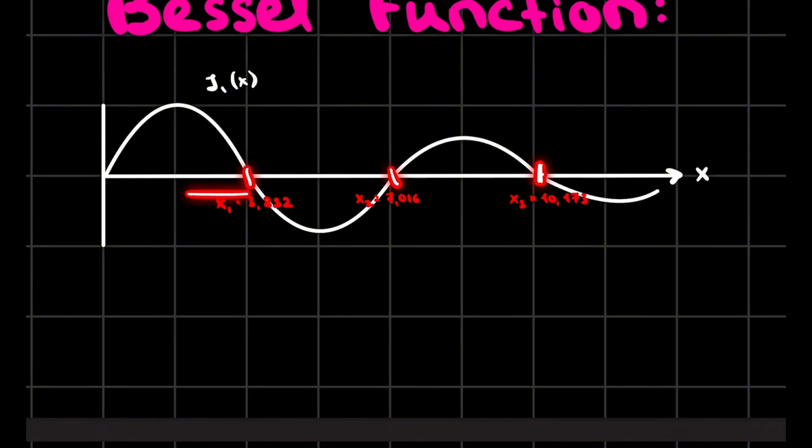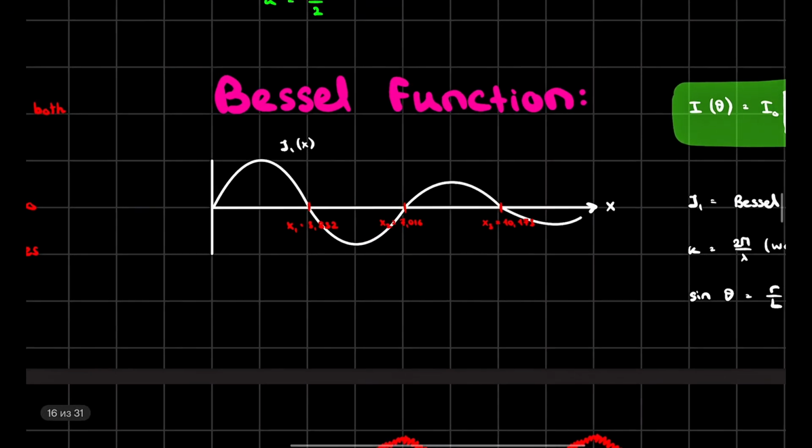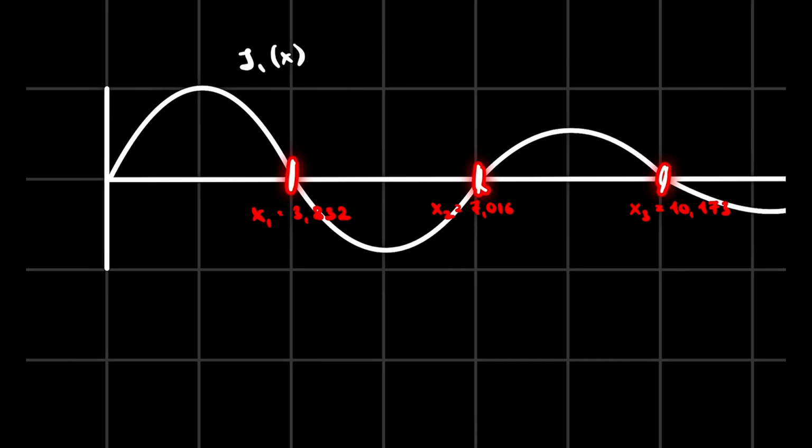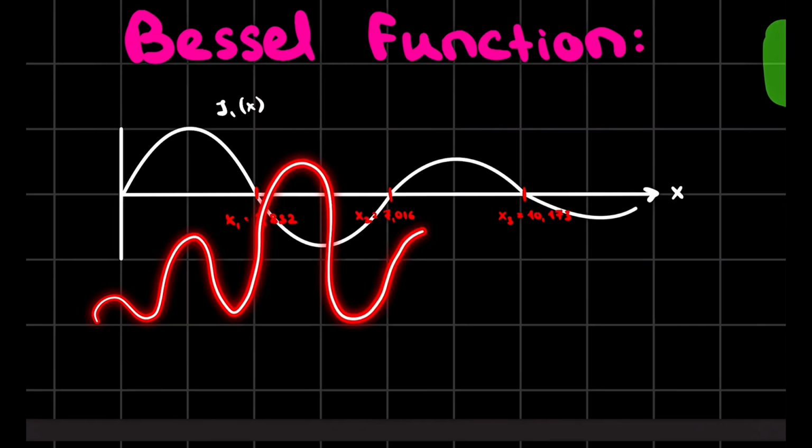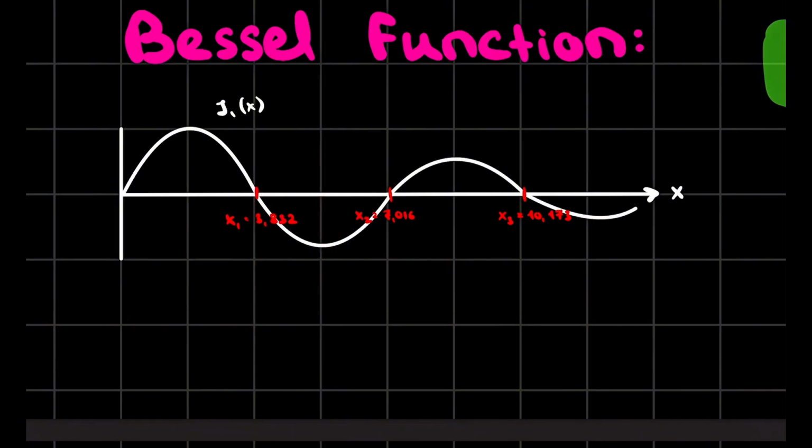It has constant numbers like 3.832, 7.016, and so on. We're not interested in those numbers, but we are interested in understanding them. These points are the minimums. If we have a splash of water like this, these red numbers indicate these minimums: this is the first order, this is the second order, then maybe this is a third order. These are minimums. This is not a minimum because it's below. This is a maximum. This is a minimum. I hope you understand it.